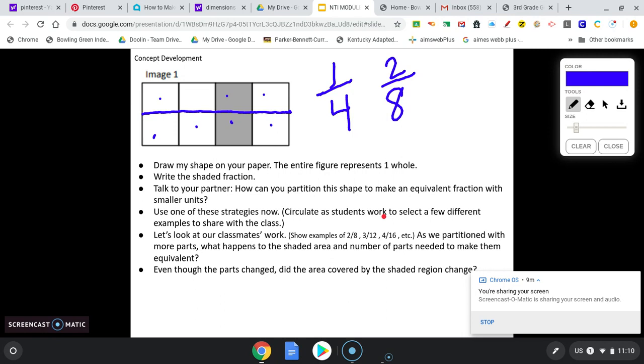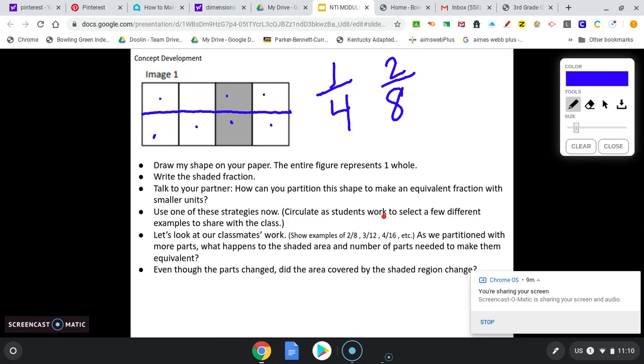What happened to the numerator and the denominator? Very good. We doubled the numerator. If we double 1, we have 2. If we double 4, we have 8. So it shows 2/8. Did the shaded region change? No, it stayed the same.